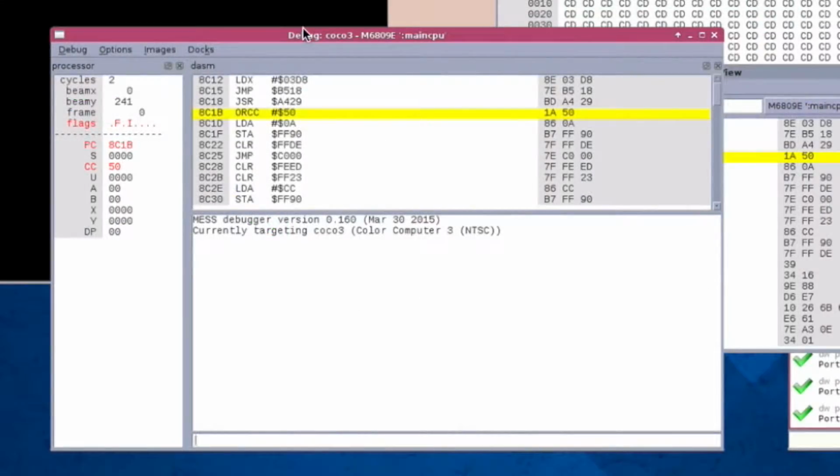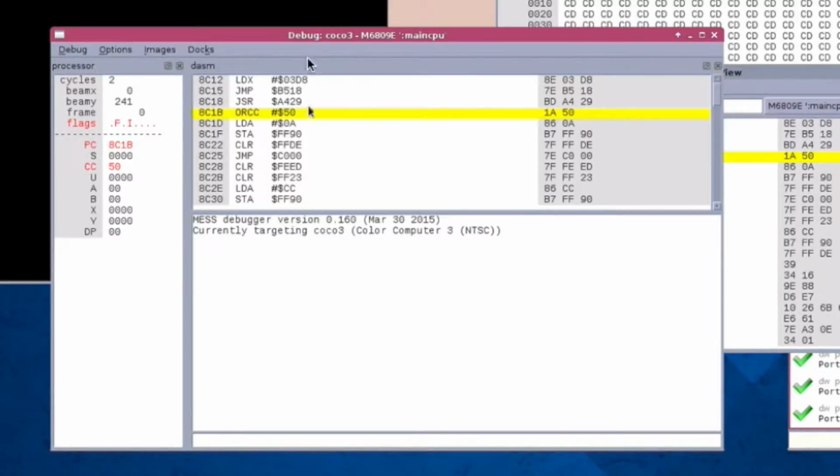I've got an emulator here running, the MAME emulator for the Coco, and if we take a look, it's at 8C1B, and the first command is ORCC hex 50. Now, this command is actually to turn off interrupts. So that's the first thing the CPU does when it reboots is it turns off the interrupts. It's loading A with hex A, and it stores it in FF90. And FF90 is actually the gimme chip. So this is setting up the gimme chip addresses initially, the initial parameters for the gimme chip.